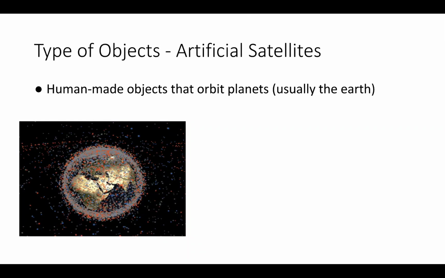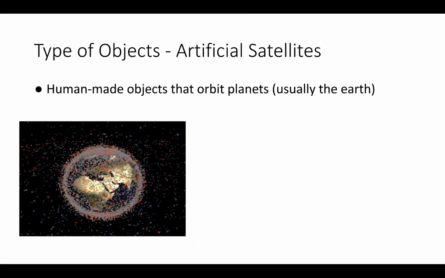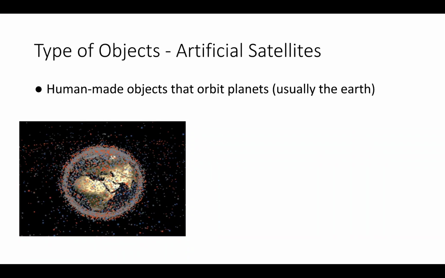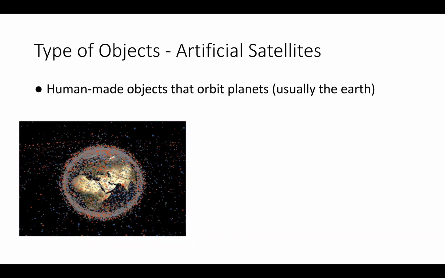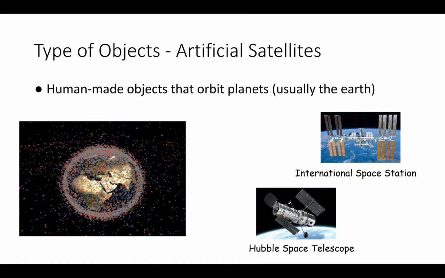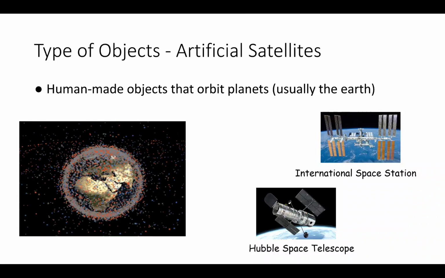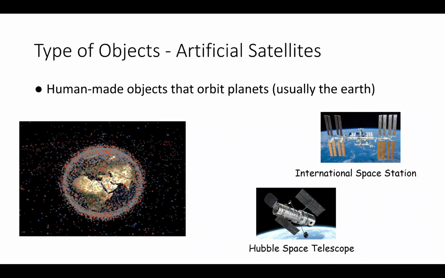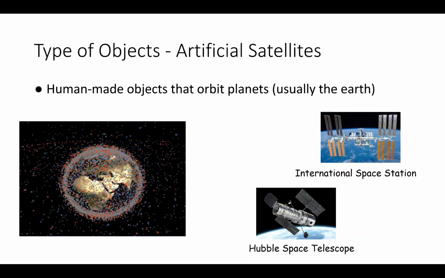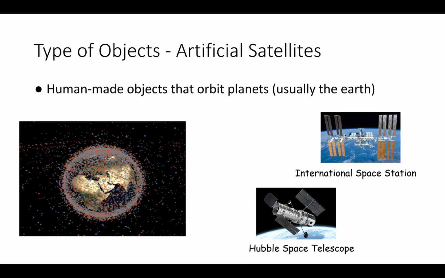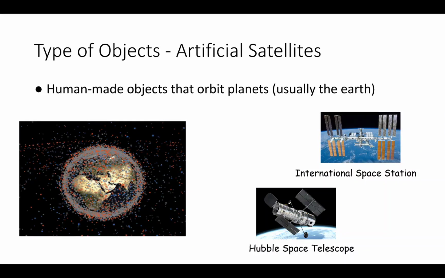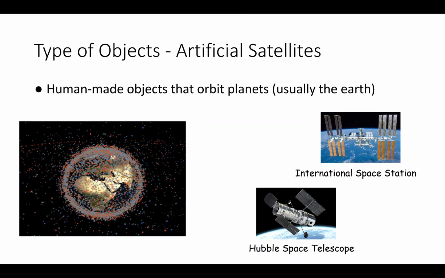So artificial satellites are human-made objects that orbit planets, obviously usually the Earth, unless there's some master alien race somewhere that's doing the same thing that we don't know about. There are some major ones: the International Space Station, the Hubble Space Telescope. There's the new telescope, the James Webb. I'm not sure on the operational lifespan of Hubble. I know Hubble's been up a lot longer than it was initially supposed to be. It's been continually upgraded. But the James Webb one's a completely different level.